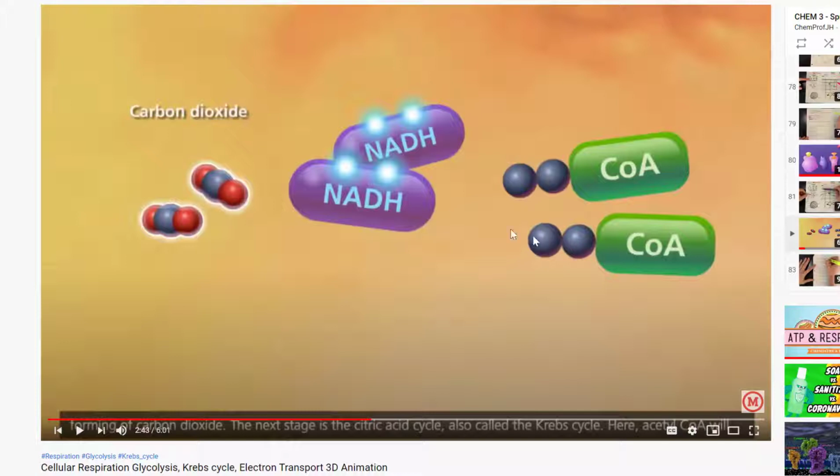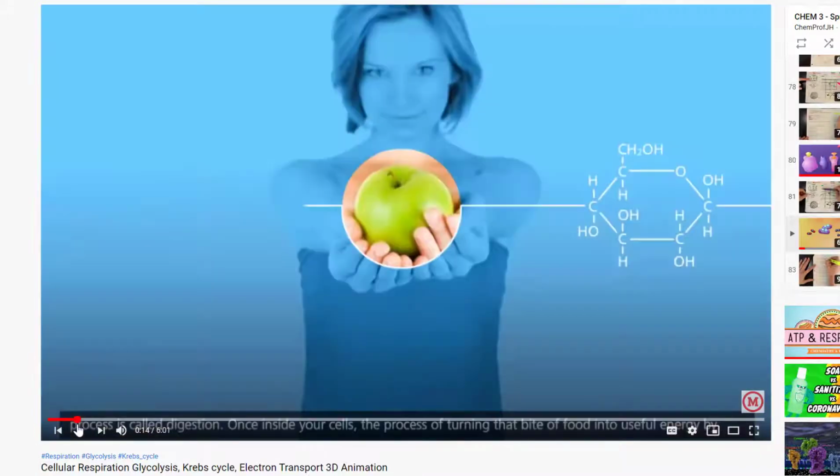These are my acetyl groups right here. So each 3-carbon pyruvate has lost a carbon here.